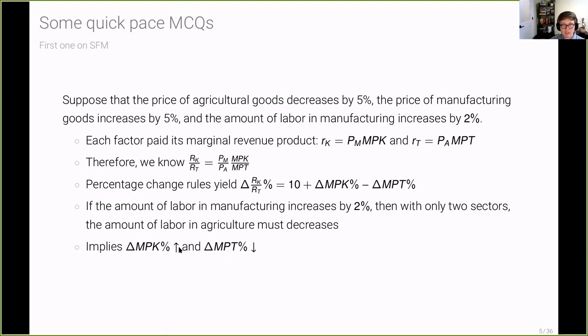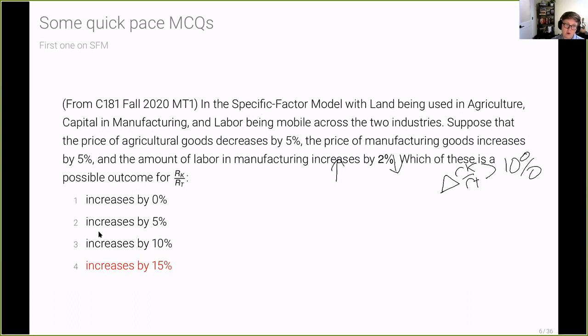And so what does that tell us? We know that this is increasing and this is decreasing, but this here is a minus term. And so we're able to conclude that the percentage change in RK over RT must be greater than 10%. And so the only option that gives us greater than 10% is this: it increases by 15%. And so the answer here is 4. Any questions about that?